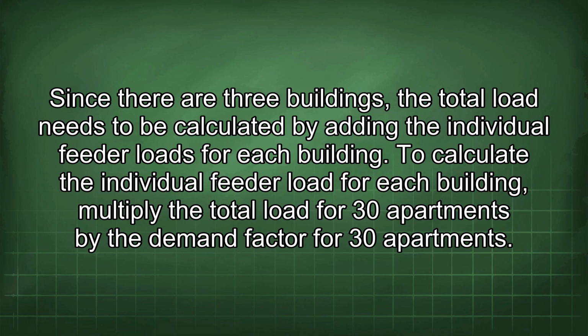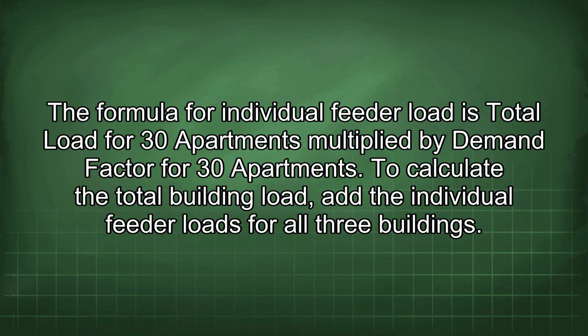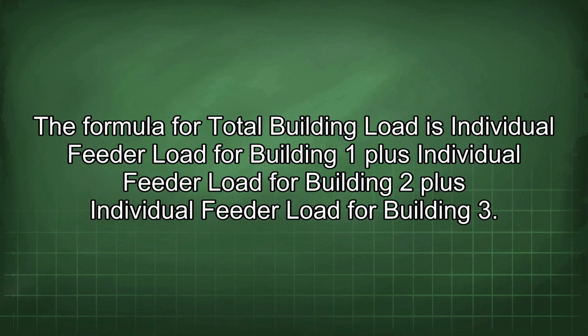Since there are 3 buildings, the total load needs to be calculated by adding the individual feeder loads for each building. To calculate the individual feeder load for each building, multiply the total load for 30 apartments by the demand factor for 30 apartments. The formula for individual feeder load is total load for 30 apartments multiplied by demand factor for 30 apartments. To calculate the total building load, add the individual feeder loads for all 3 buildings. The formula for total building load is individual feeder load for building 1 plus individual feeder load for building 2 plus individual feeder load for building 3.